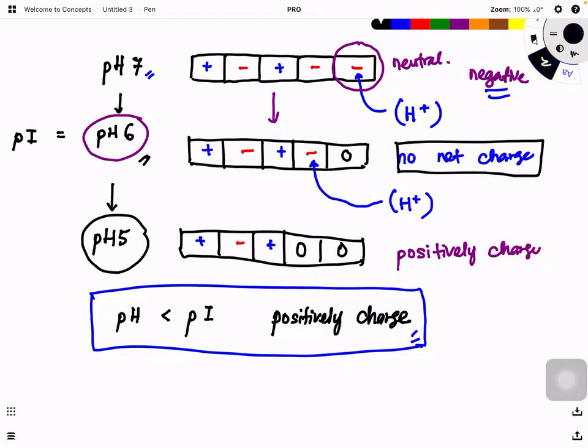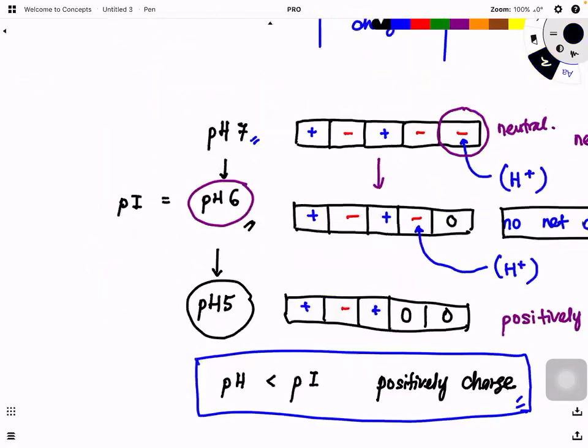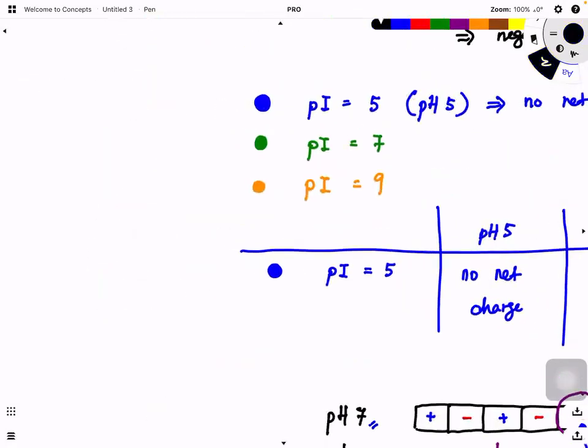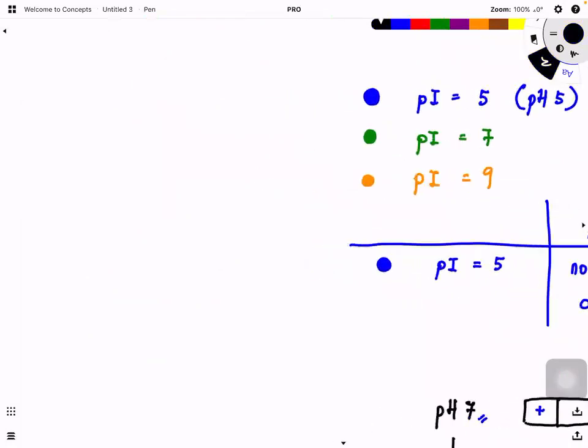Okay, so how do we carry out this separation for these 3 proteins? We are going to have a gel, but this gel is not a normal gel. This gel actually has a different pH. Now, we can make it a gradient.